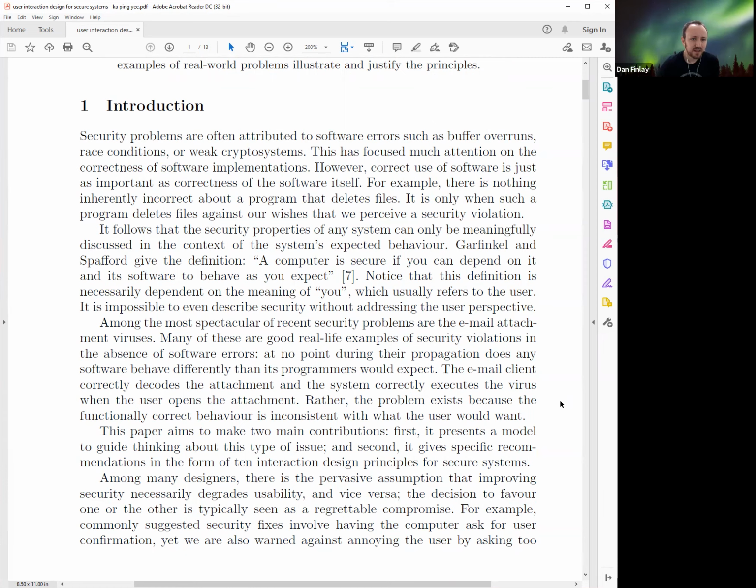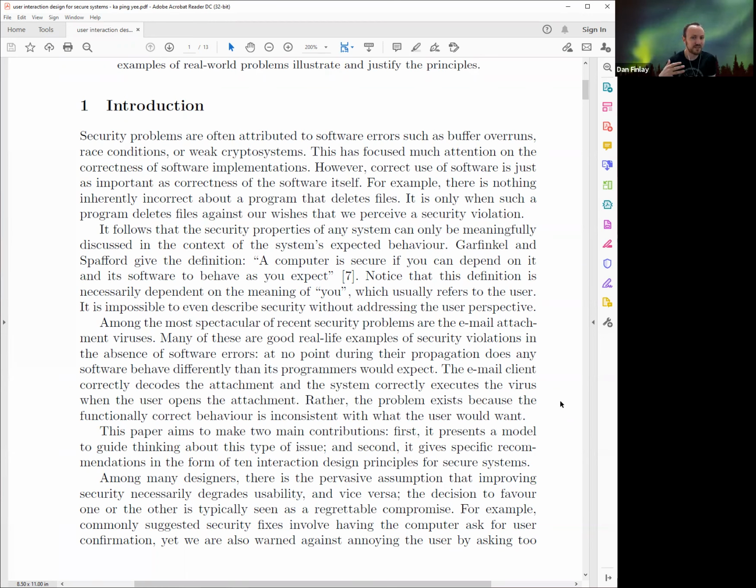Introduction. Security problems are often attributed to software errors such as buffer overruns, race conditions, or weak crypto systems. This has focused much attention on the correctness of software implementations. However, correct use of software is just as important as correctness of the software itself. For example, there's nothing inherently incorrect about a program that deletes files. It's only when such a program deletes files against our wishes that we perceive a security violation.